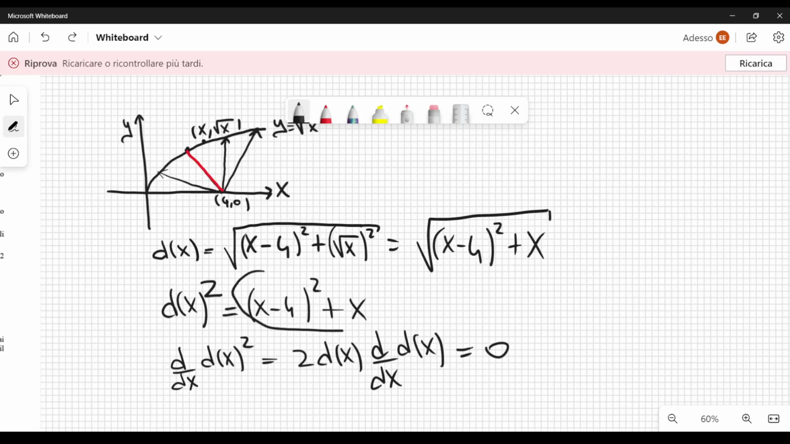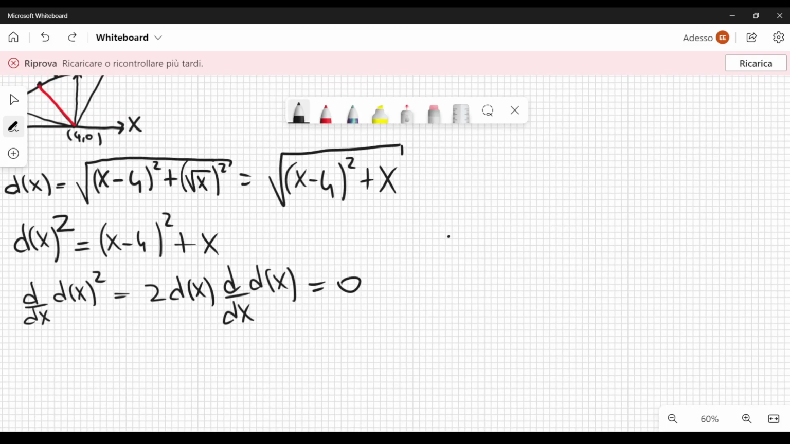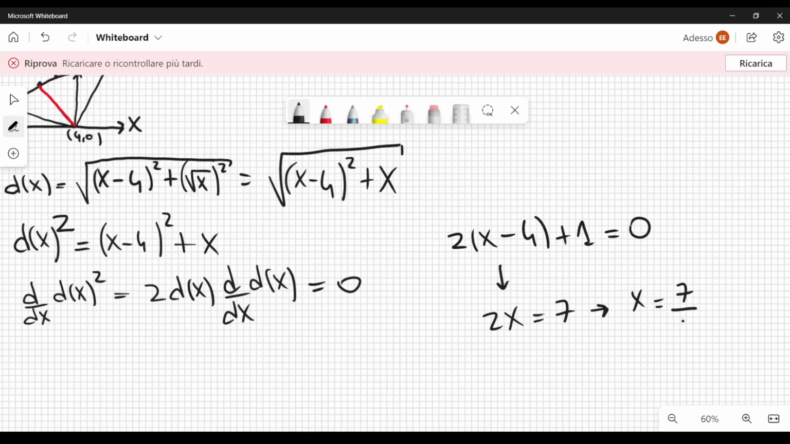So we can simply take the derivative of this, which will be simpler to calculate. And the derivative of that is twice (x minus 4) plus 1, equal to 0. And this is a parabola, and the concavity of the parabola is like this, so it will have a minimum somewhere. So we already know that we will find the point which minimizes our function, d of x. So the point will be given by this equation, and this equation gives us 2x equal to 7. So the point is located at x equal to 7 over 2, 3.5.